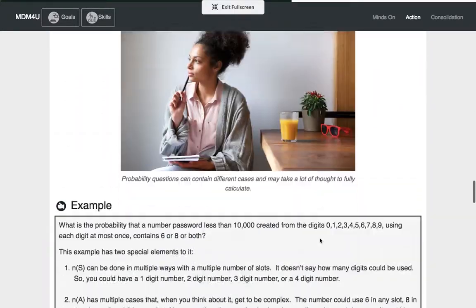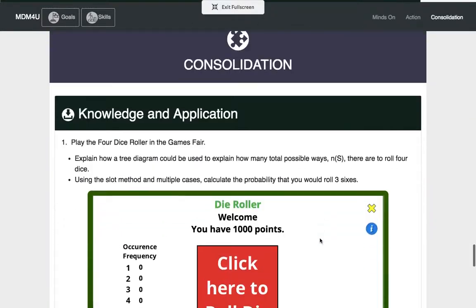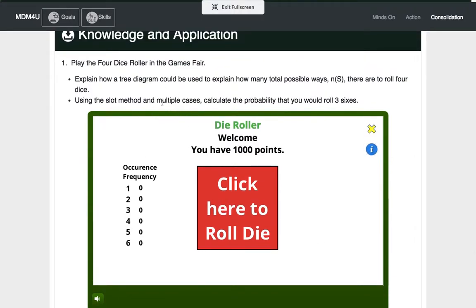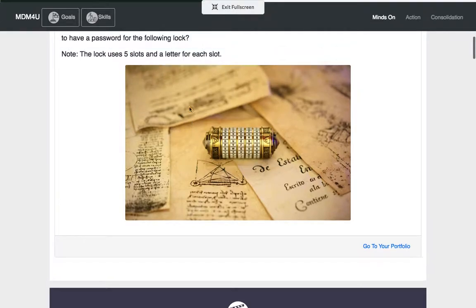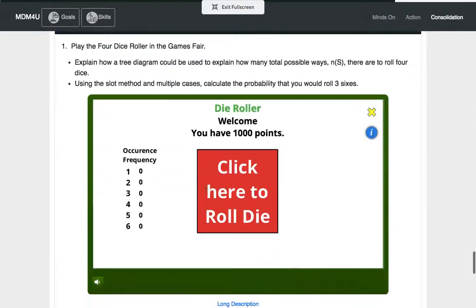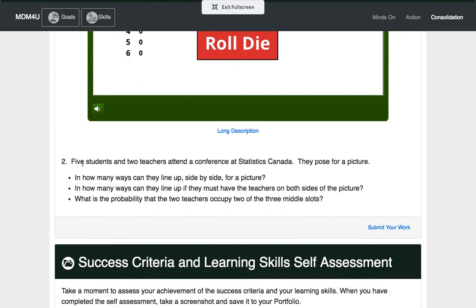Okay, this one up here is very similar to the original slot question about the dice, or sorry, the lock at the very top, way up here, where you do your tree diagram. And the second question: 5 students and 2 teachers attend a conference at Statistics Canada. They pose for a picture. How many ways can they line up side by side for a picture?